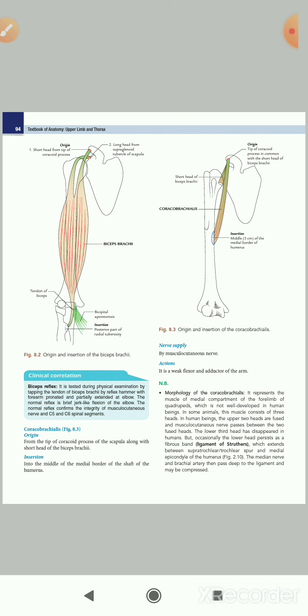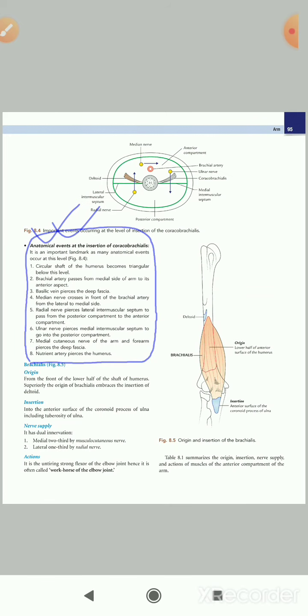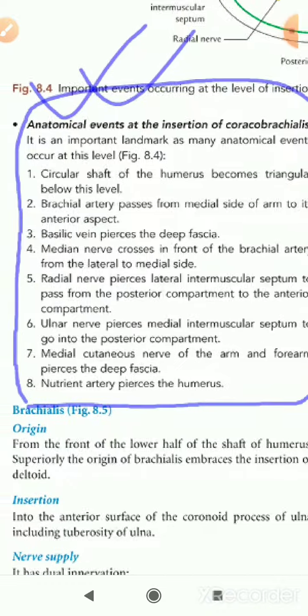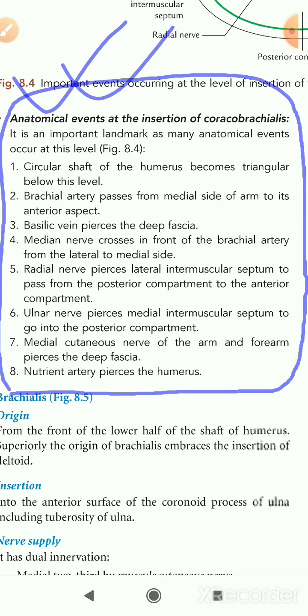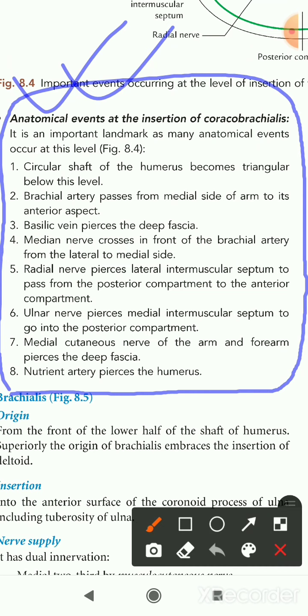Then we have to know some characteristics. At the insertion of coracobrachialis some important anatomical events occur. We should know what the important anatomical changes are at the level of insertion of coracobrachialis. We know coracobrachialis is inserted at the middle 5 cm of the medial border of the humerus. So here are some important changes or events that occur. Let's see what they are.